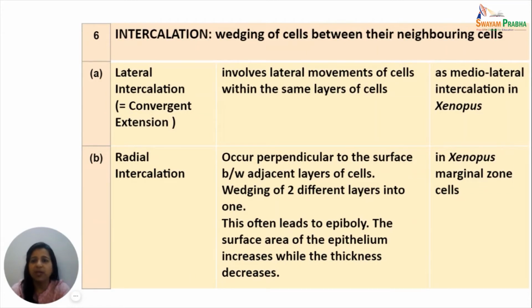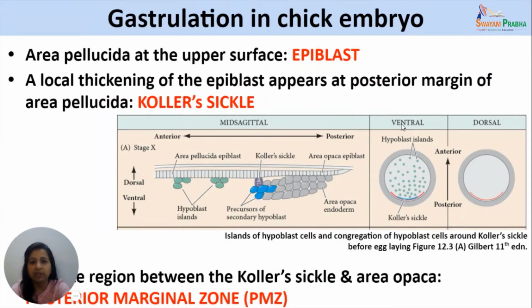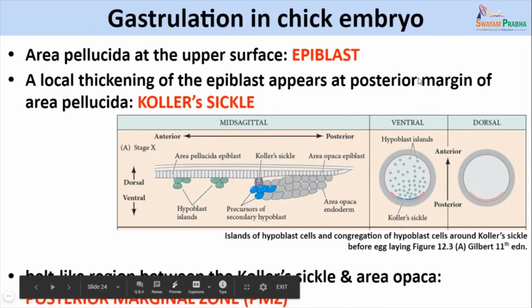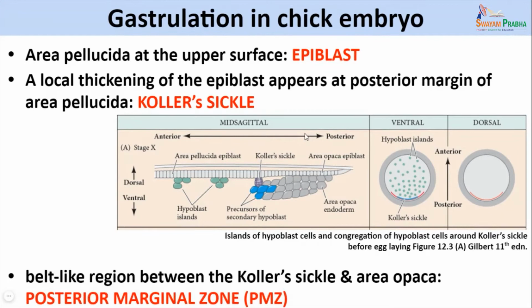Now, after a brief recapitulation of gastrulation and the various types of morphogenetic movements in detail, let us begin with the morphogenetic movements that happen during gastrulation in chick embryo. Now, in chick embryo, area pellucida is present in the center of the blastodisc with a translucent layer that we discussed. This area pellucida at the upper surface bears one layer known as epiblast.